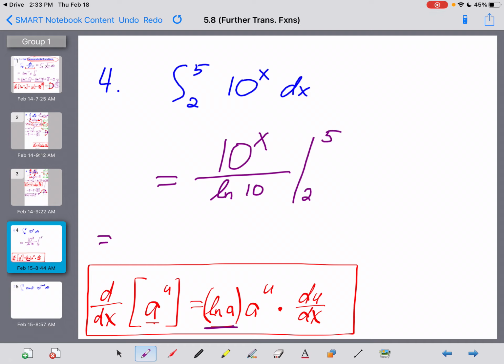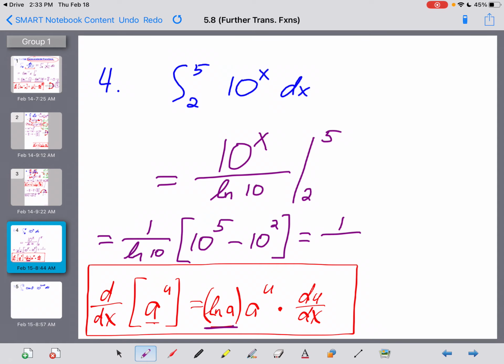So I would probably rewrite this ever so slightly as 1 over the natural log of 10, and then in brackets, we'll do 10 to the 5th power minus 10 to the 2nd power. And oh my gosh, everybody, I'm not trying to make anybody feel stupid, but you'd be amazed how many times very smart calculus students make a silly little error right here. So let's go nice and slow through this.